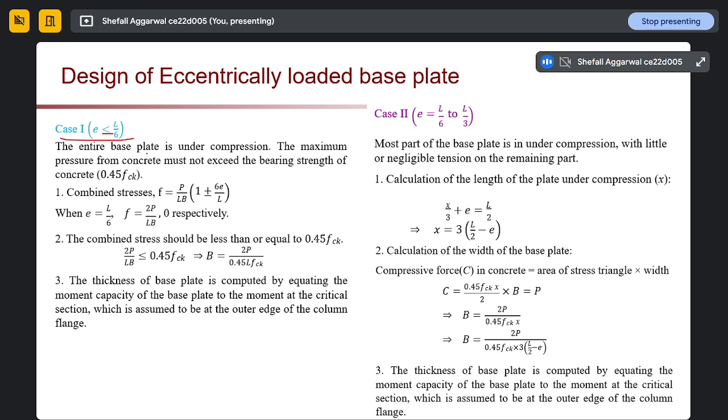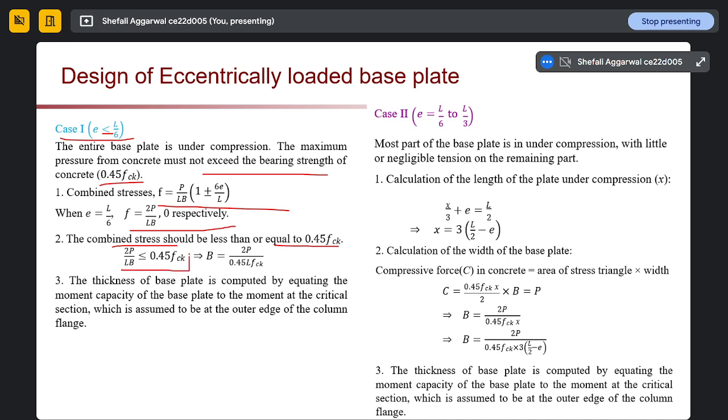So the maximum pressure from the concrete must not exceed the bearing strength of concrete, which is given as 0.45 FCK. So this was the formula of combined stresses. We are putting E is equal to L by 6. If we put E is equal to L by 6, this will cancel out. So F will become 2P upon LB or 0. In case of plus, it will be 2P upon LB. In case of minus, it will be 0. So in that case, our combined stress should be less than or equal to 0.45 FCK.